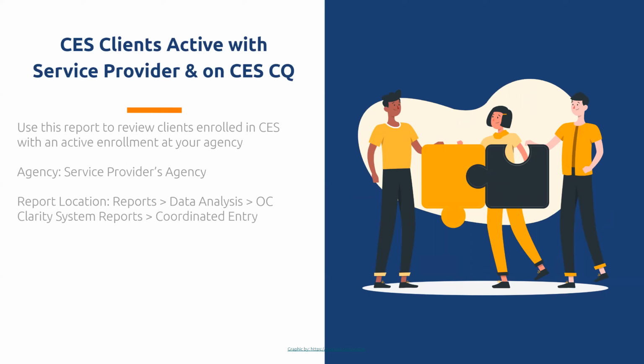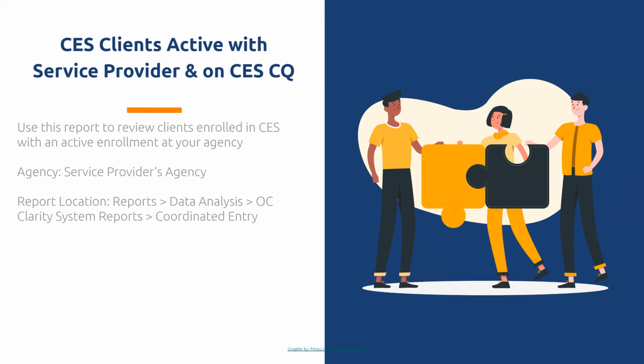And then the CES active clients active with service provider and on the community queue, coordinated entry system community queue, is a report that would be used to review clients enrolled in the coordinated entry system with an active enrollment at your specific agency. You can access this information under your specific agency, so under the agency dropdown for the service provider agency. And this is also located on the data analysis tab under OC Clarity System Reports in the same coordinated entry section.